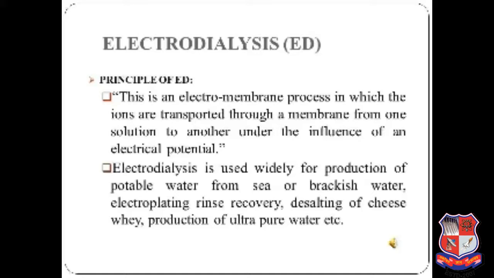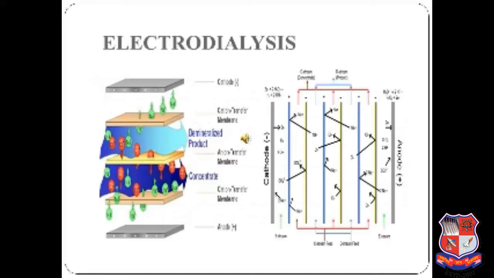This cell consists of a feed compartment and a concentrate compartment formed by an anion exchange membrane and a cation exchange membrane placed between two electrodes. In almost all practical electrodialysis processes, multiple electrodialysis cells are arranged into a configuration called an electrodialysis stack, with alternating anion and cation exchange membranes forming the multiple electrodialysis cells.